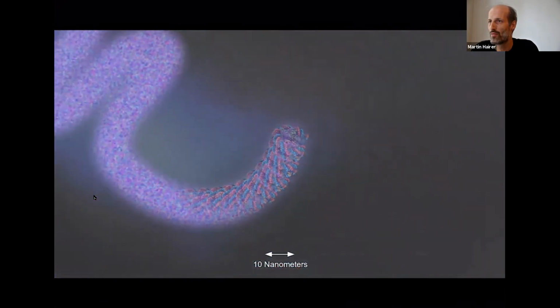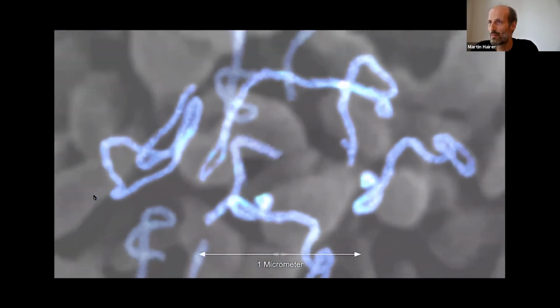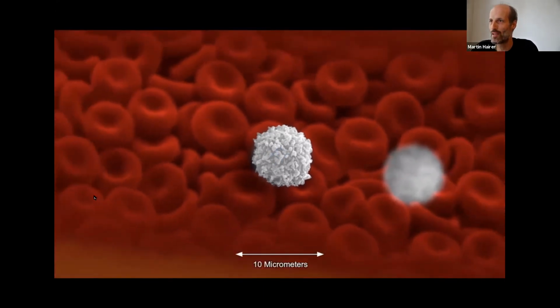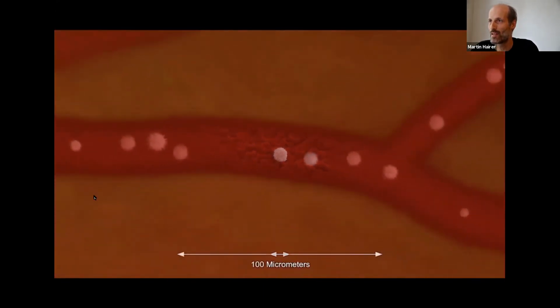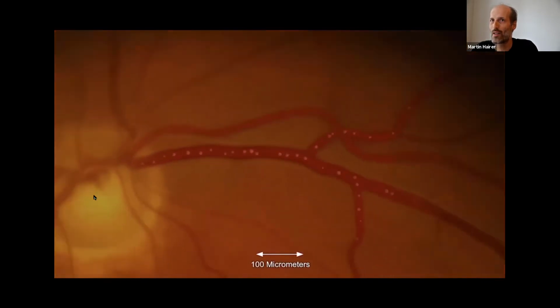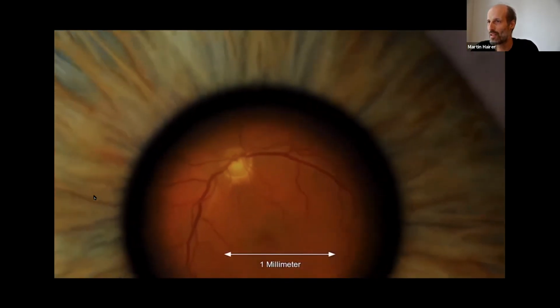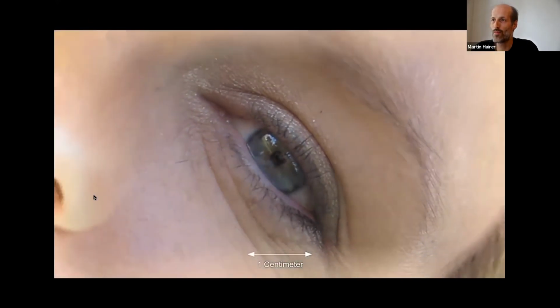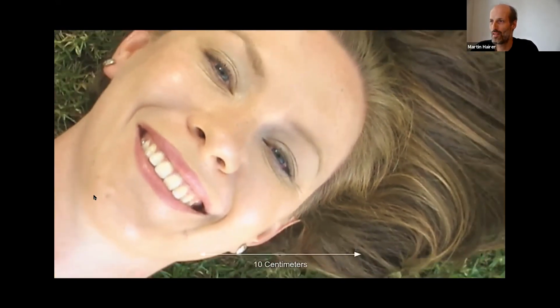If we keep on zooming out, we start to see the DNA curled up inside of a cell. We see that it's a white blood cell inside of a capillary. We zoom further out, we see that it's actually in the eye of a person. And now we get to our human scales of about centimeters.